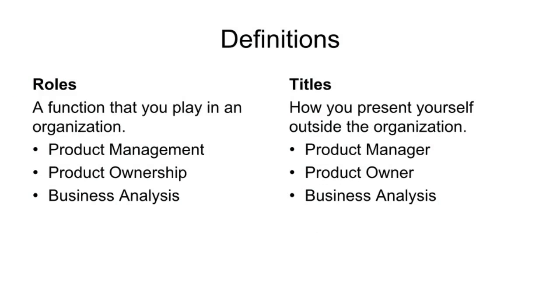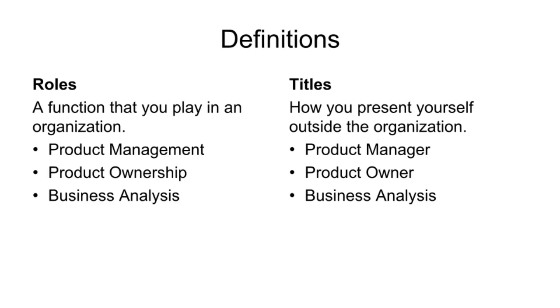Definitions: a role is a function that you play in an organization or with respect to a product or project. Roles describe what you do and are often used as shorthand for a set of responsibilities you fulfill. A title is how you present yourself outside the organization. It is, ironically, what you reply when someone asks you what you do for a living, i.e., "I'm a product manager." The title can often be used as shorthand for the set of skills you have, and it is likely to be what gets listed on a job description.